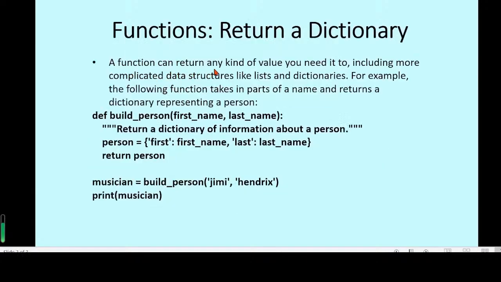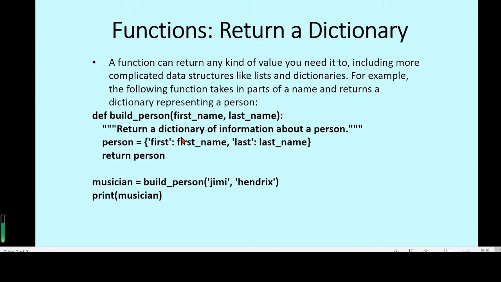A function can return any kind of value you need it to, including more complicated data structures like lists and dictionaries. For example, the following function takes in parts of a name and returns a dictionary representing a person. We define a function called buildPerson. Information in parameters first name, last name. So the person is a dictionary created in the function. And for this dictionary, there are two key-value pairs.